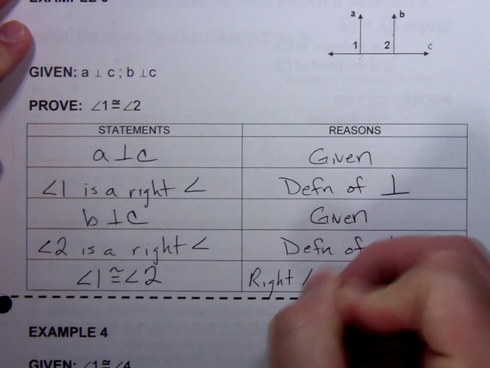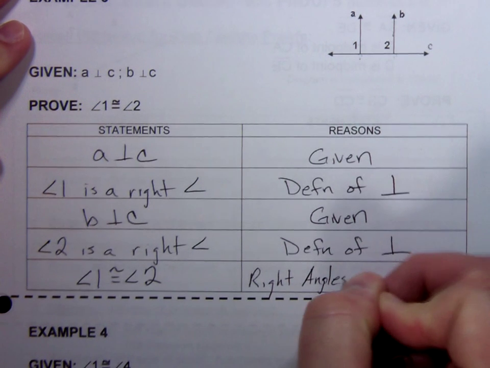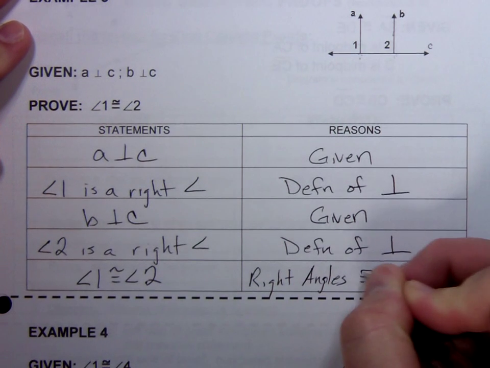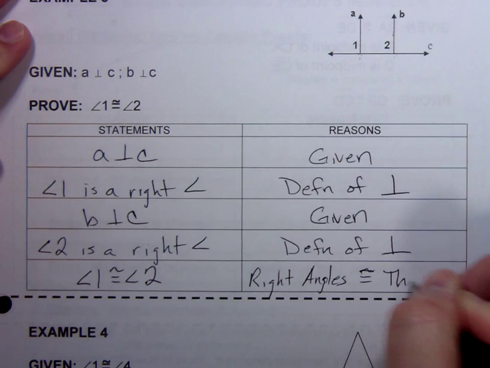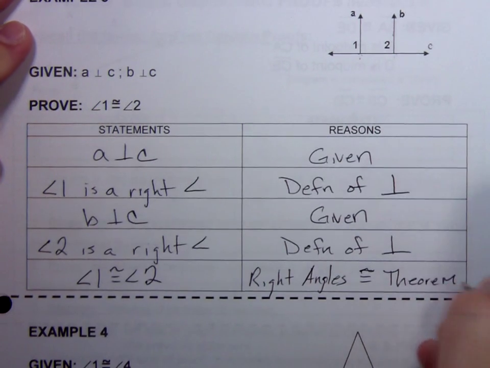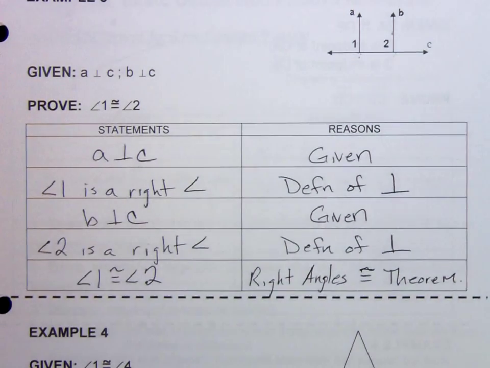Right angles congruence theorem. All right angles are congruent to each other because every single right angle is 90 degrees. They're all the same measure, so they're congruent to each other. Right angles congruence theorem. All right, let's look at the next one.